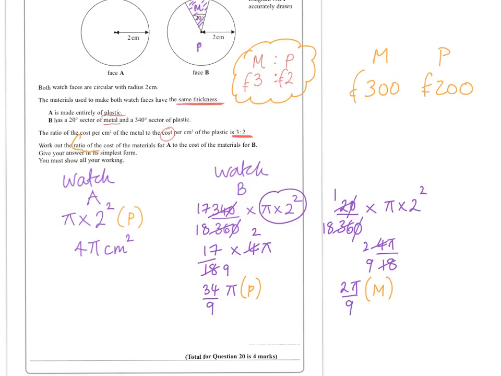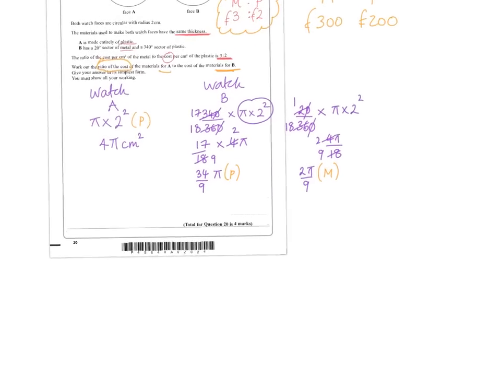because at the end of the day we've got to work out the ratio of cost of the materials for A, i.e. for making the whole of the watch face A as opposed to the whole of the watch face B. Now let's see if you can understand this.